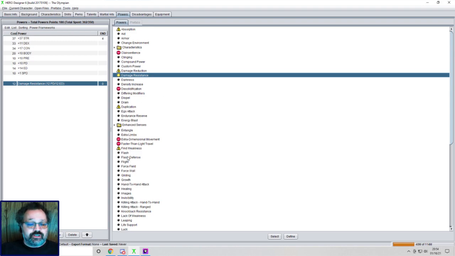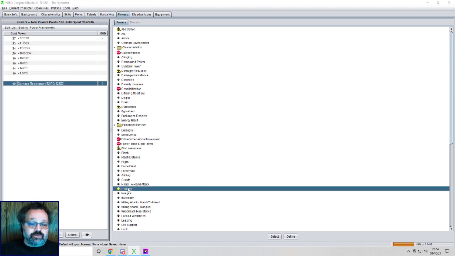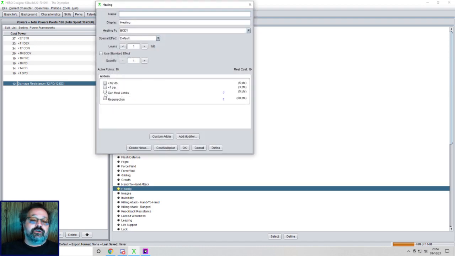I also gave him some healing in the form of regeneration. So can heal limbs. Okay. Standard effect. 2d6. And I'll explain what all these things mean in just a moment.